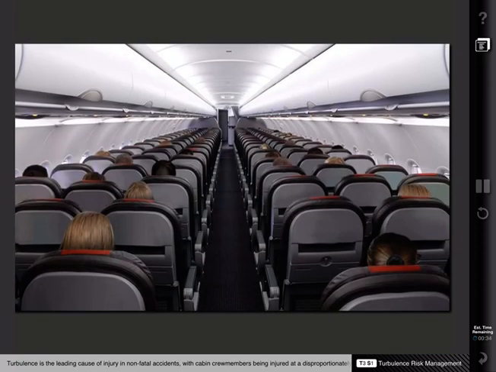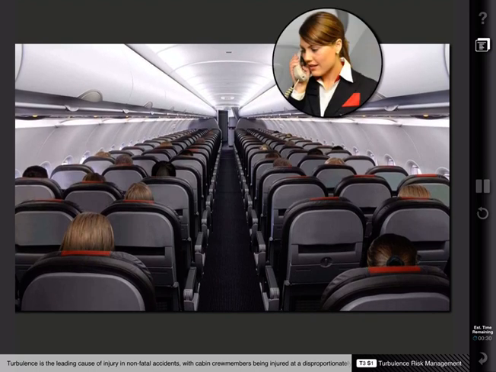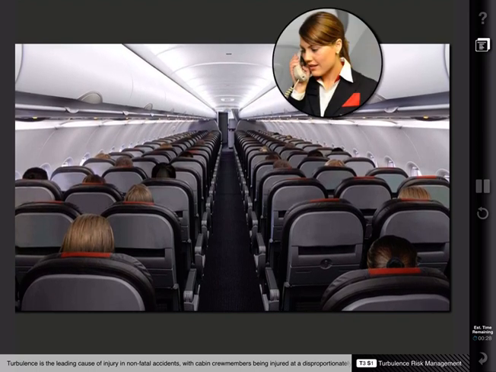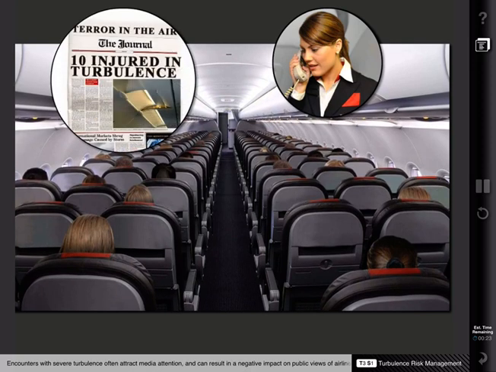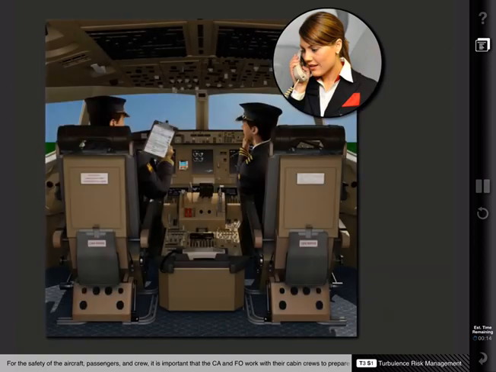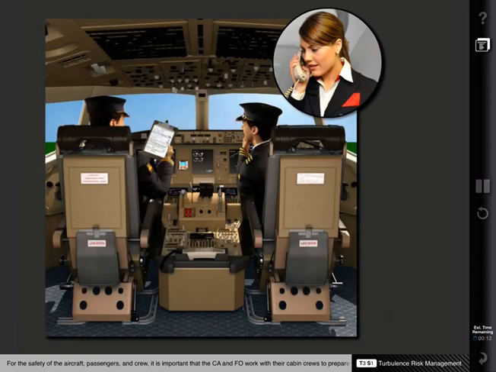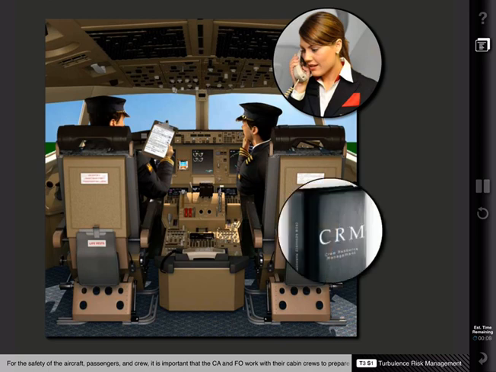Turbulence is the leading cause of injury in non-fatal accidents, with cabin crew members being injured at a disproportionately higher rate compared to passengers. Encounters with severe turbulence often attract media attention and can result in a negative impact on public views of airline safety. For the safety of the aircraft, passengers, and crew, it is important that the captain and first officer work with their cabin crews to prepare for turbulence encounters and properly manage the associated risks.